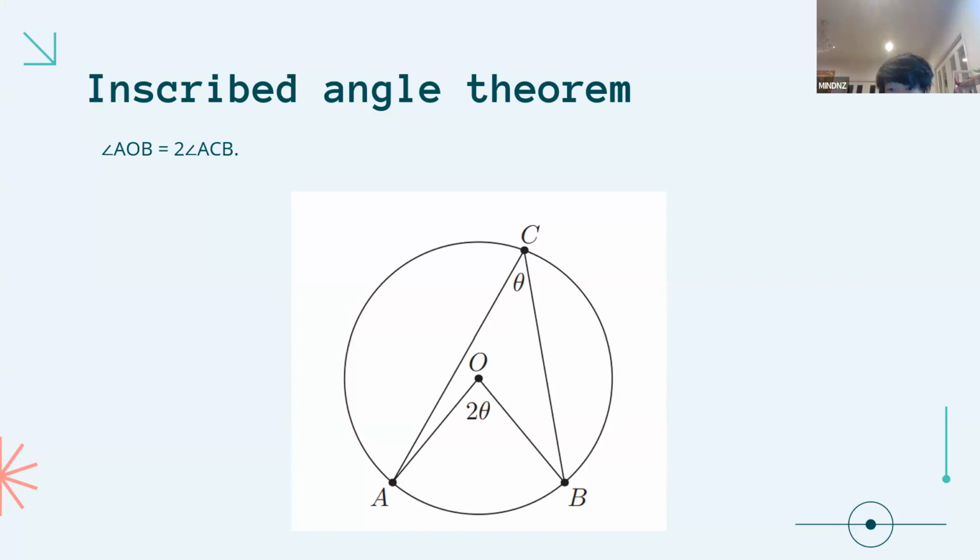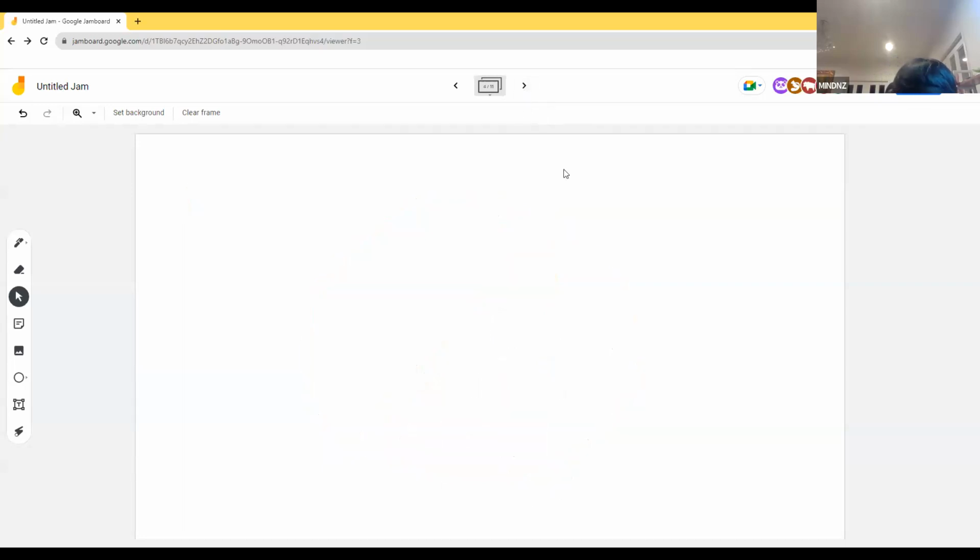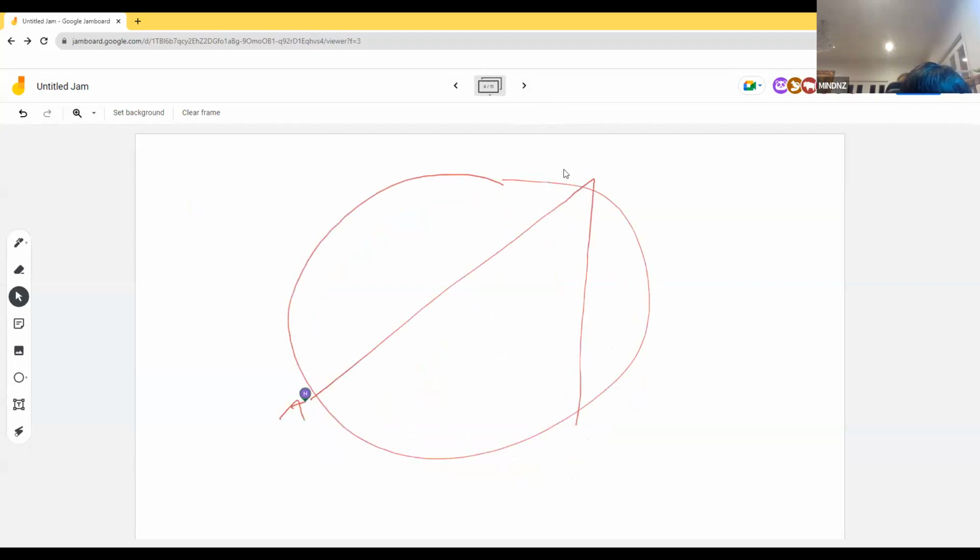Okay, time's up. We'll move on to slide 4 of the Jamboard. So most of you got most of the proof, but there's something that is quite difficult to notice if you've never done this before. Okay, so I think I'm sharing the Jamboard. We'll move on to slide 4. So here's the configuration. We got A, B, C, and O.